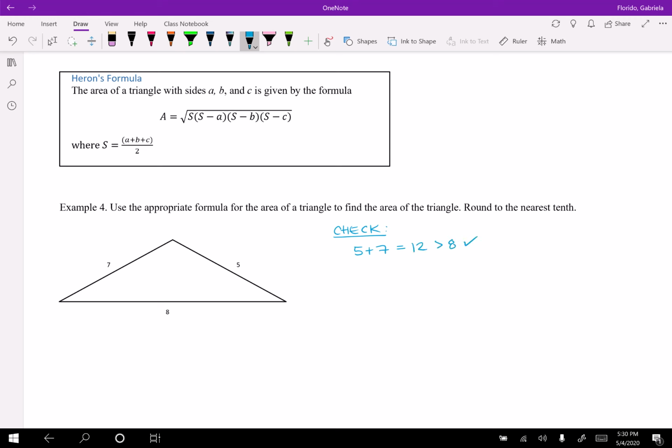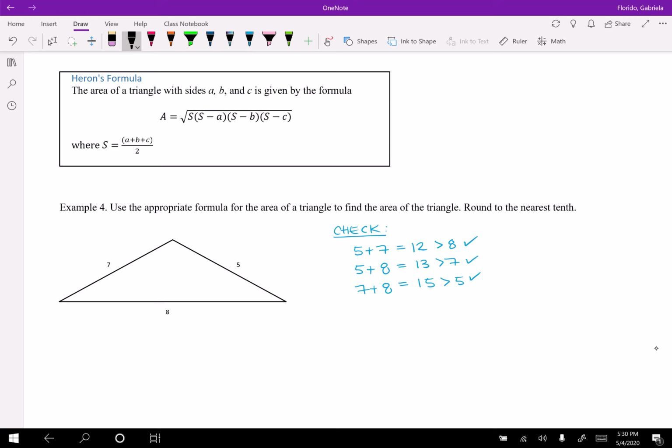Awesome, that's good. But again, we have to check all the sides. So 5 plus 8 is equal to 13, which is greater than 7, which is the third side. Check, that's great. And last one is going to be 7 plus 8, which is 15, and that's greater than 5. Check. Okay, so we are working with an appropriate triangle. This is an actual triangle that we can have. And so now all we have to do is find the area of this and round to the nearest tenth. All right, so we need to find S first.